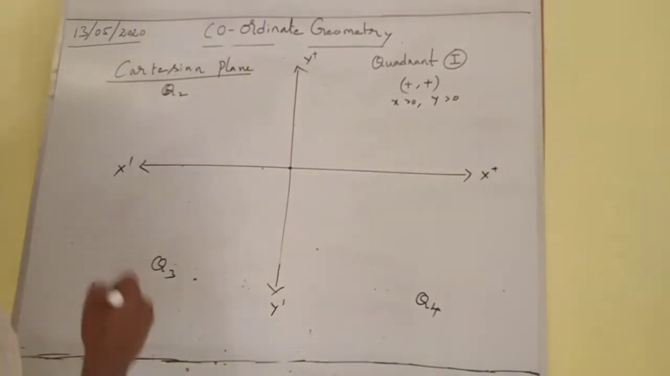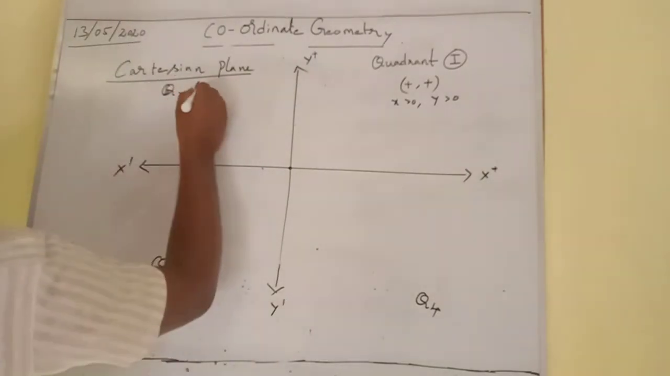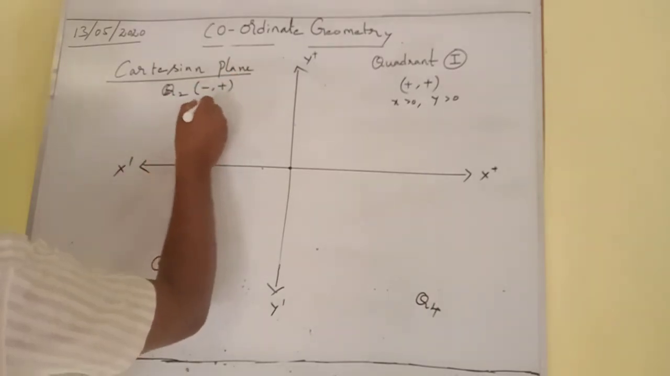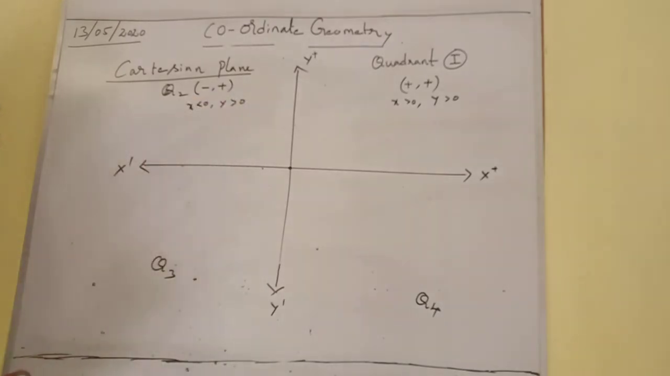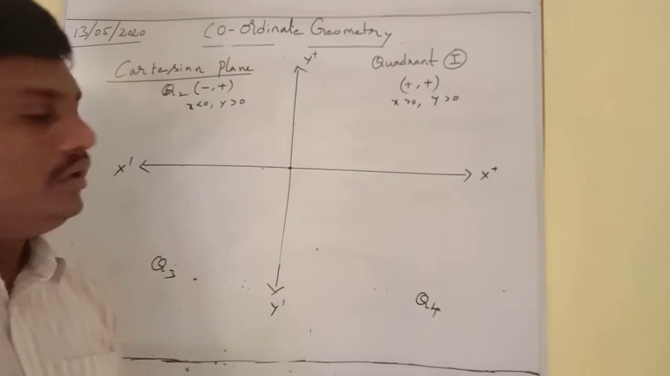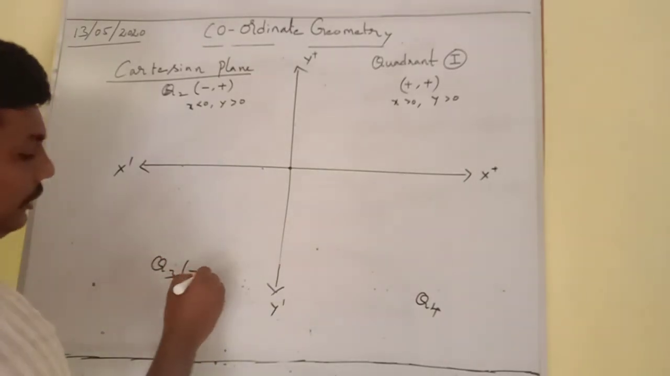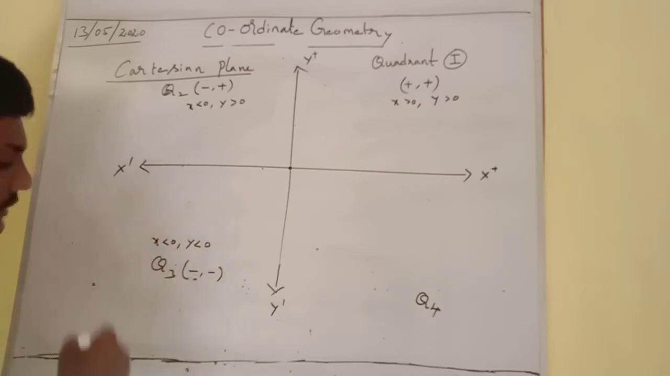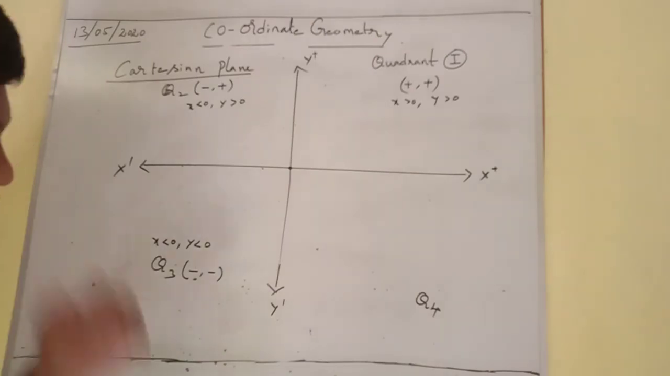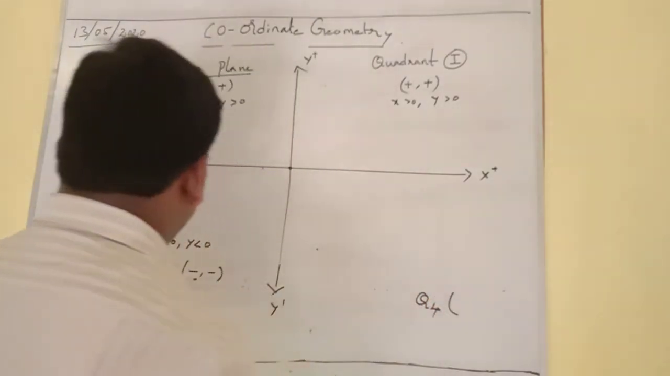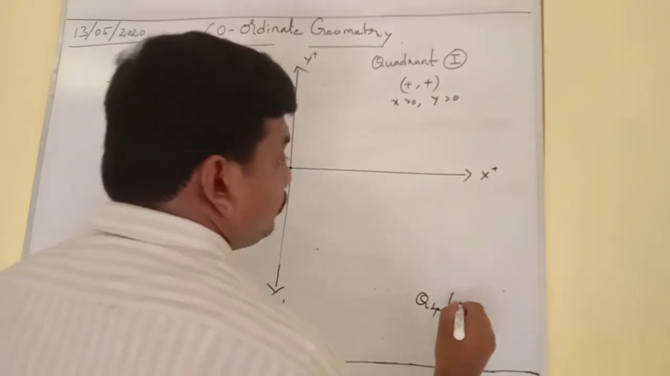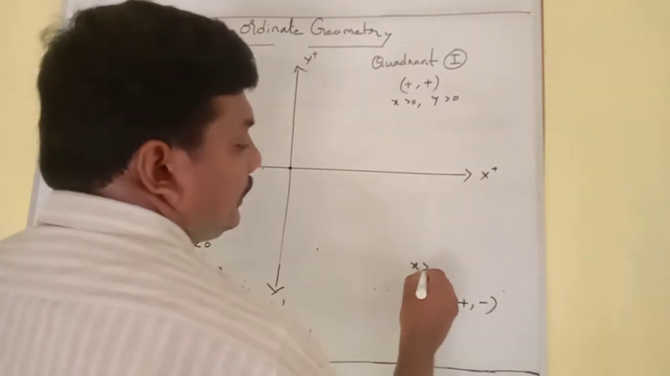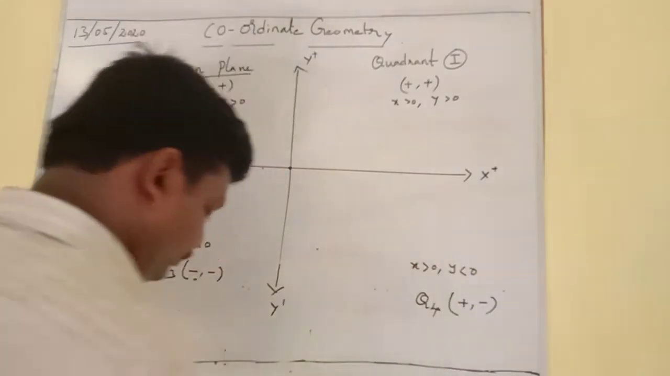Coming to here, the point has a negative x value and a positive y value. That's the reason why here x is less than 0 and y is greater than 0. Coming to the third quadrant, both are negative values. So here you can consider x is less than 0 and y also less than 0. Coming to the fourth quadrant, x is a positive value and y is a negative value. That's the reason why x is greater than 0 and y is less than 0.